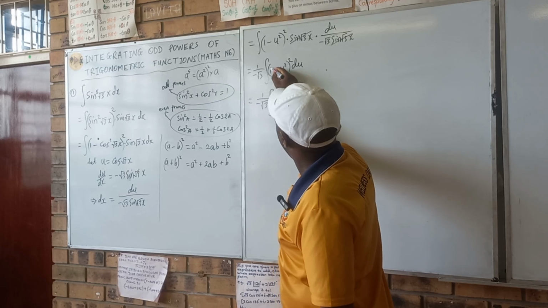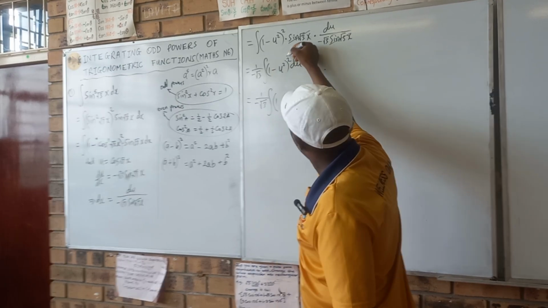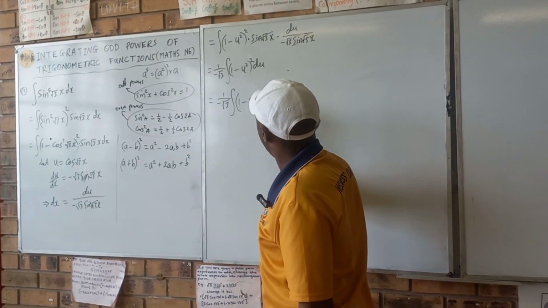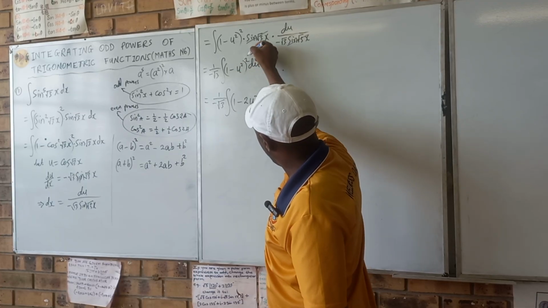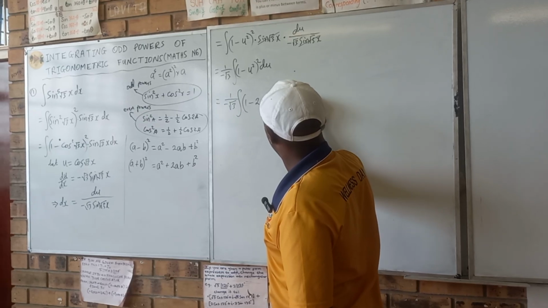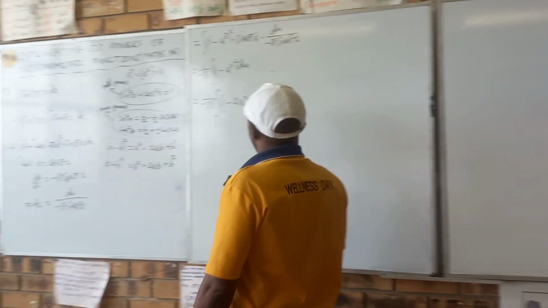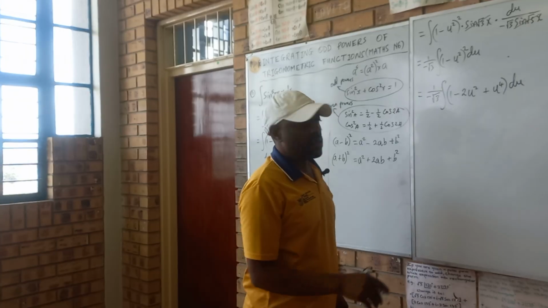If I take 1 and square it, I get 1. The middle term, I'll take the power 2 times 1 times negative u squared. That gives me negative 2u squared. Then the last term, if I take negative u squared and square it, each time you square a negative number, it turns positive. Then, from there, you will now need to do your integration.